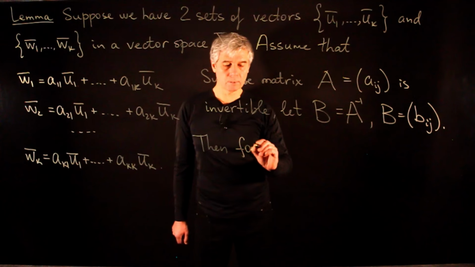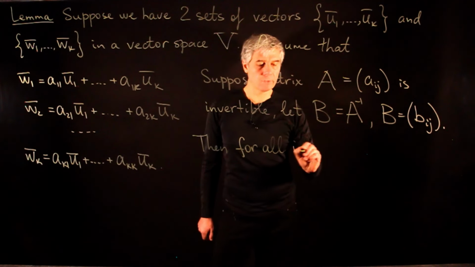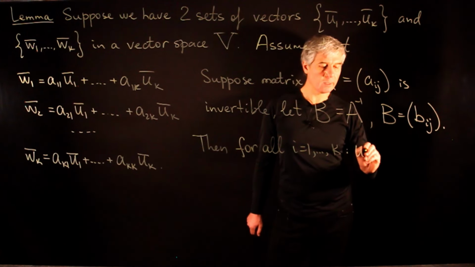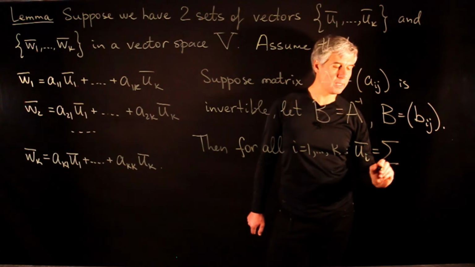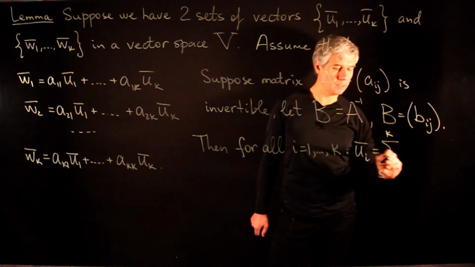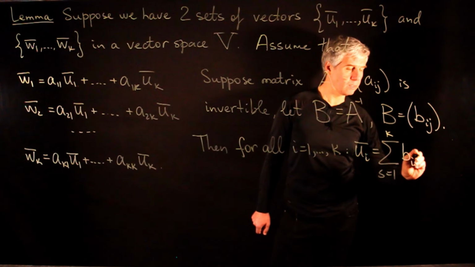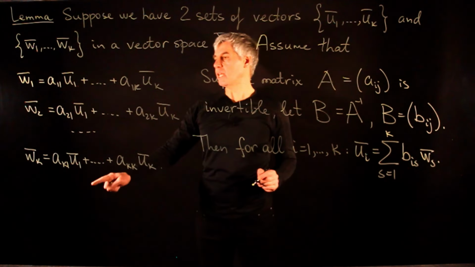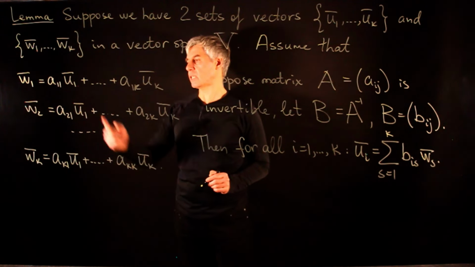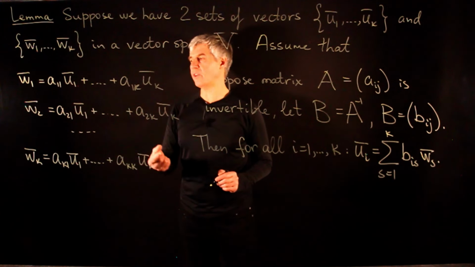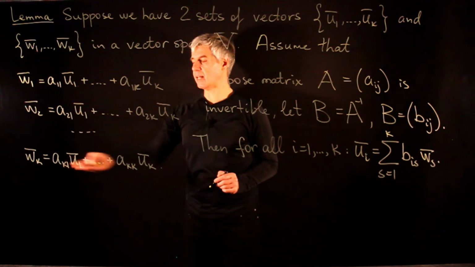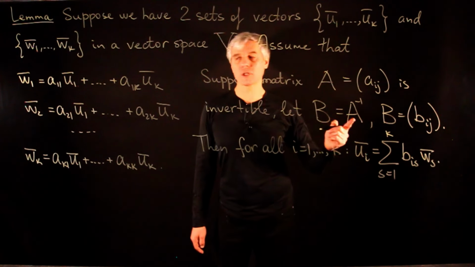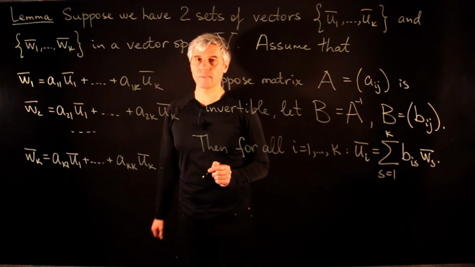For all i from 1 to k, we have ui is the sum, s goes from 1 to k, bis times ws. So we have a symmetric relation between u vectors and w vectors. We can express u vectors in terms of w vectors in exactly the same way, only using the coefficients of the matrix B, which is the inverse of this matrix A.